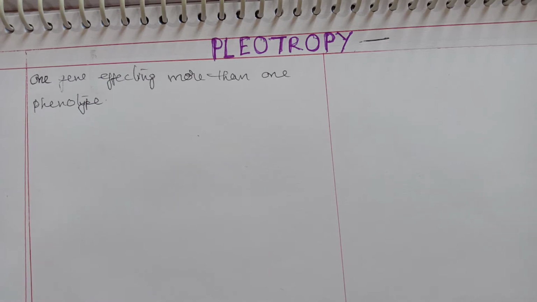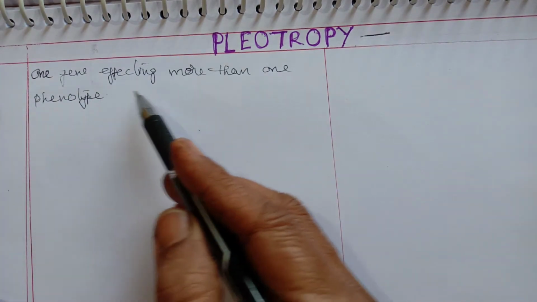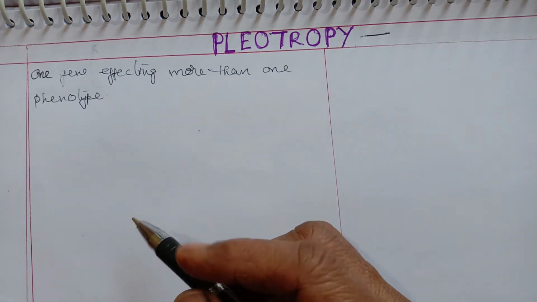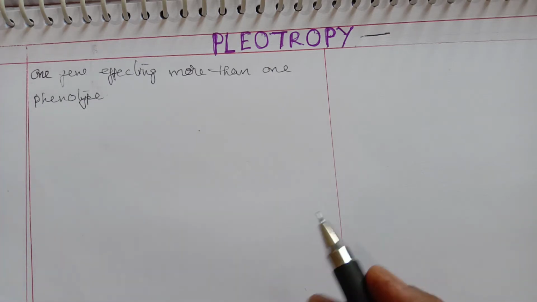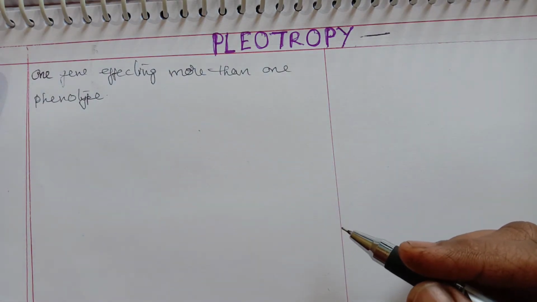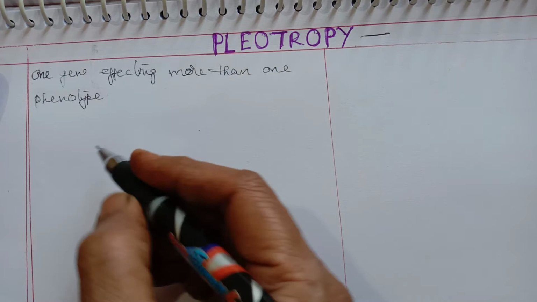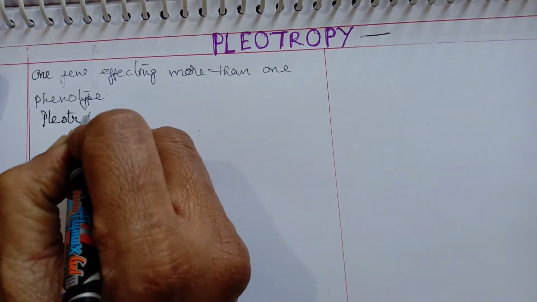In today's session, I'll be discussing pleiotropy. Pleiotropy is the phenomenon where one gene affects more than one phenotype. Normally, one gene determines only one phenotype. But when one gene influences more than one phenotype, then we call the phenomenon pleiotropy, and the gene is called a pleiotropic gene.